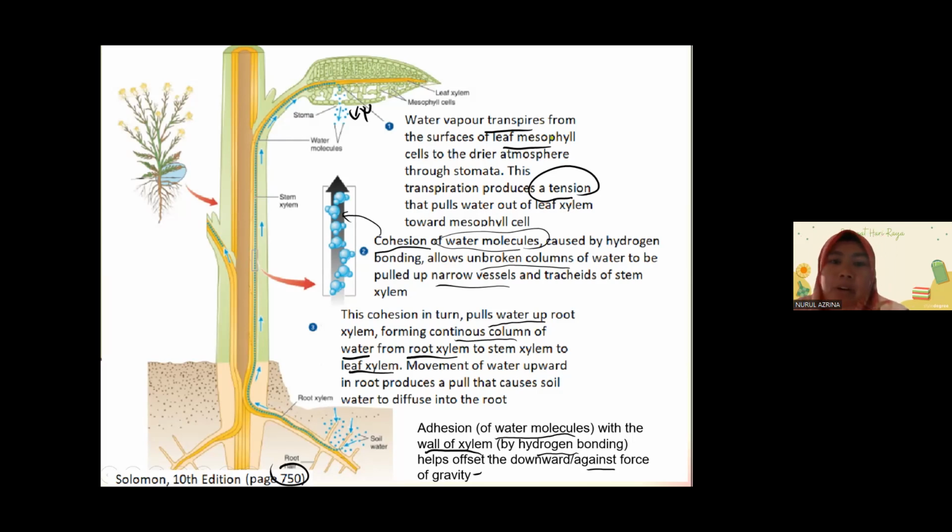So the concept here is because of the difference in pressure: low water potential in the leaves, and high water potential in the root. So this factor happens due to the process of transpiration, and that's why the mechanism is known as transpirational pull or cohesion-tension mechanism. Because it's somehow related to the characteristic of water cohesion.